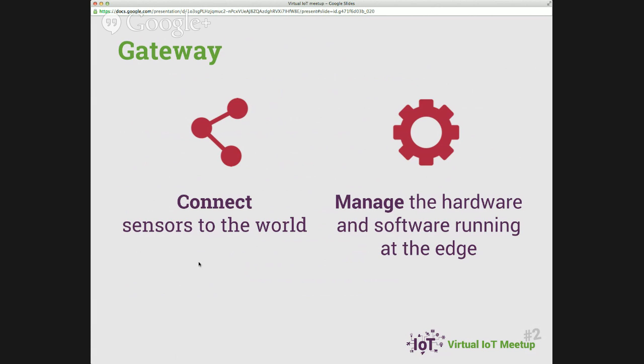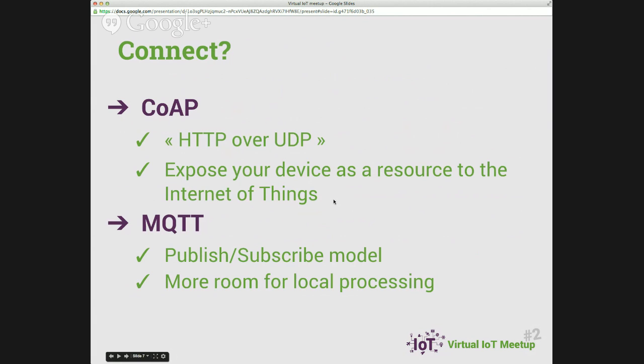And you also want to manage all the software that's running at what I call the edge of the network, right? You want to make sure that you have a way to update the software over the air. You want to make sure that you can update even the firmware, maybe of your wireless modem and stuff like that. So in terms of connecting, what are the options that we have?